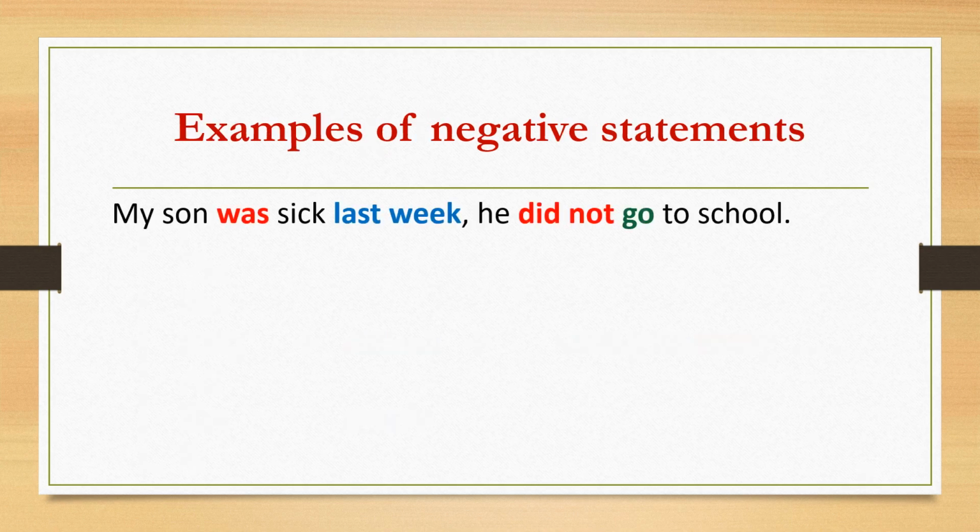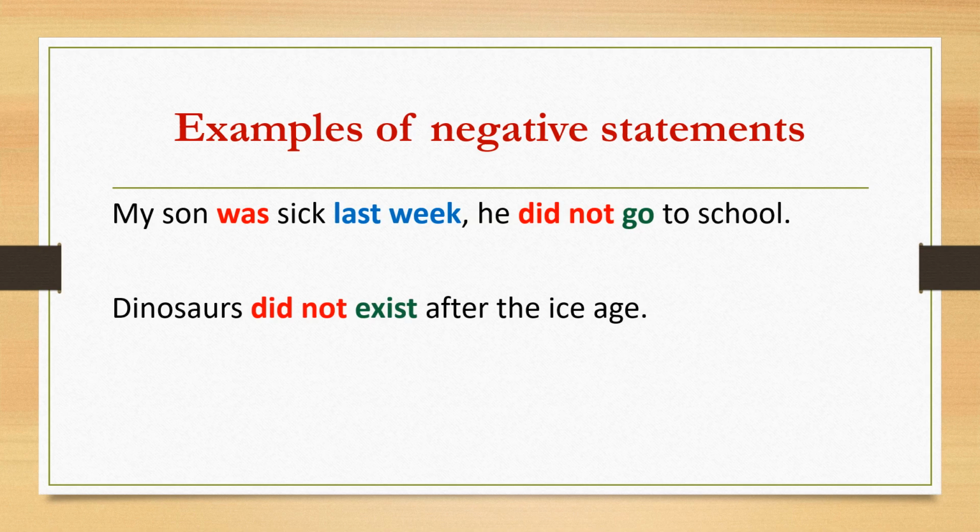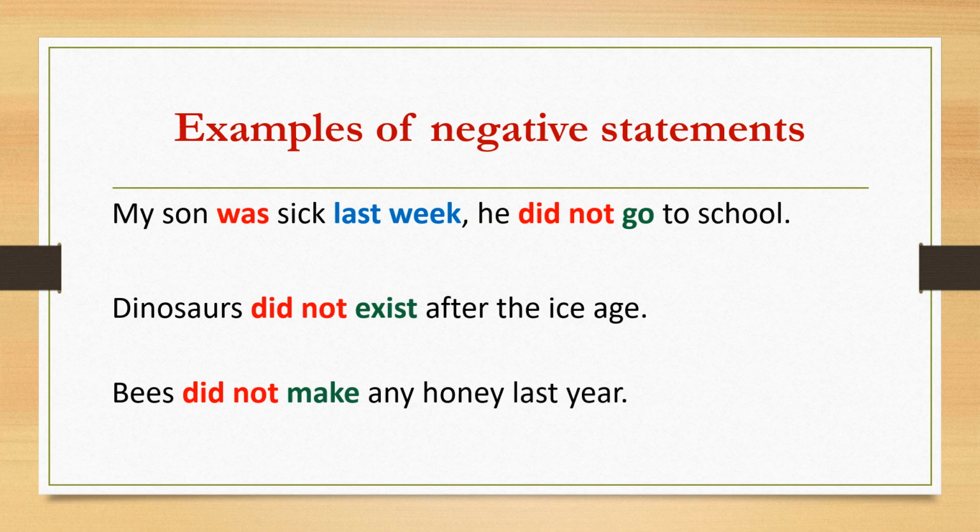Examples: my son was sick last week. He did not go to school. He didn't go to school. Dinosaurs did not exist after the Ice Age. Dinosaurs didn't exist after the Ice Age. Bees did not make any honey last year, for example, because of the fire.